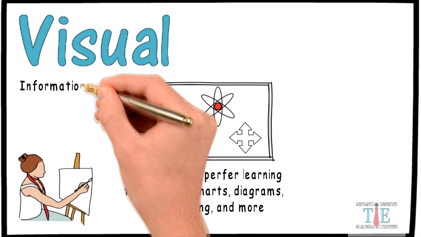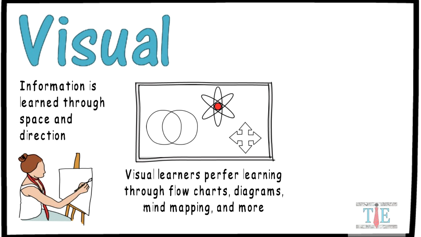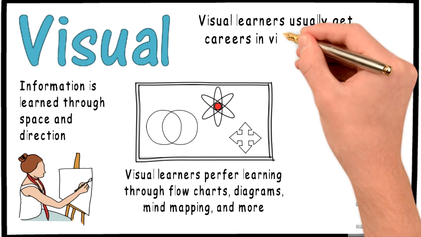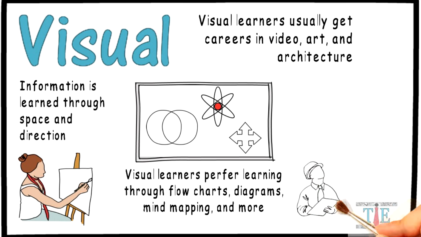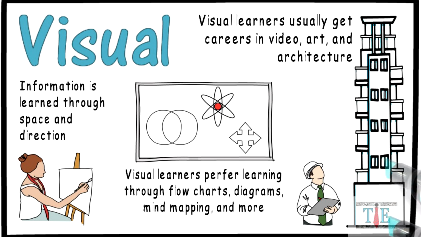For my case, and the case of many others, information is learned through space and direction. Visual learners get careers in video, art, and architecture. They have great spatial recognition and are able to visualize information on a large scale as well as on a small scale.